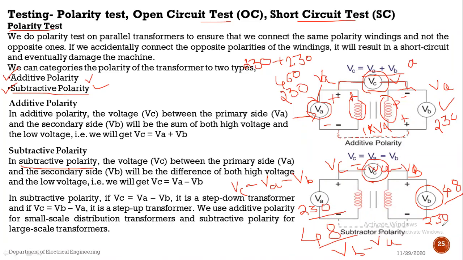It converts 48 volt into 230 volt, so it is nothing but a step up transformer. If a transformer converts 230 volt to 48 volt, then it is called a step down transformer.